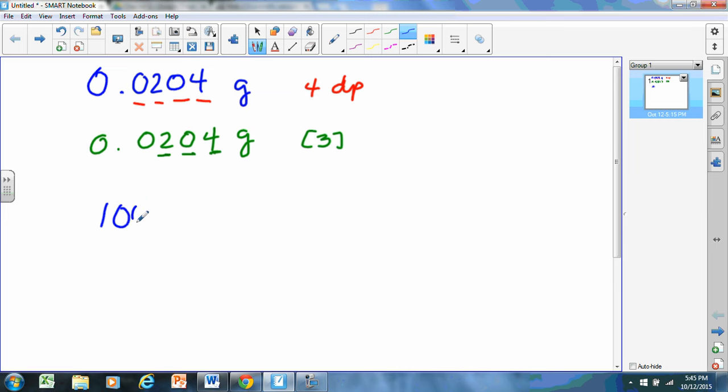Let's do 100.500. This has 1, 2, 3 places after the decimal, but it actually has 6 sig figs. Rule 1, if it's not a 0, underline it. Rule 2, we have a final 0 after the decimal. That makes this 0 sandwiched and these 2 zeros sandwiched. And so this has 6 sig figs.